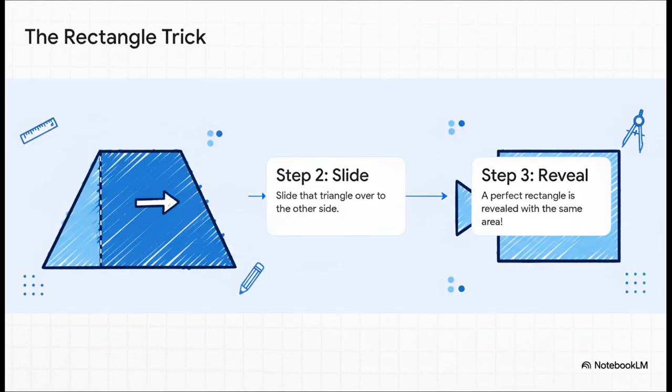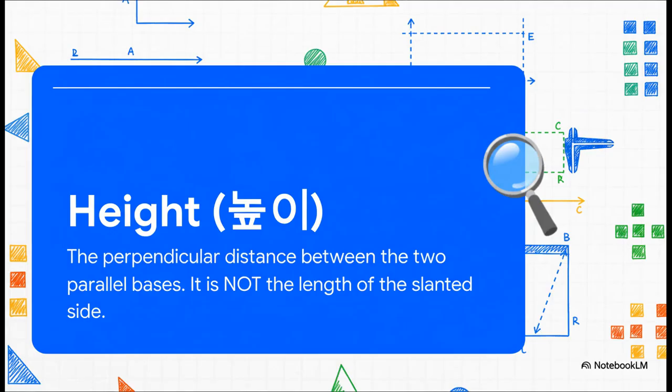And here is where the magic happens. Watch this. If we just slice off that little triangle from one end and then slide it perfectly over to the other side, boom, we've made a perfect rectangle. We haven't changed the amount of space it takes up at all, so the area is exactly the same. And that is why the idea of height is so important. The height isn't that slanted side, it's the straight up and down distance from the bottom to the top. Why does that matter? Because that straight line is the exact side of that hidden rectangle we just uncovered.